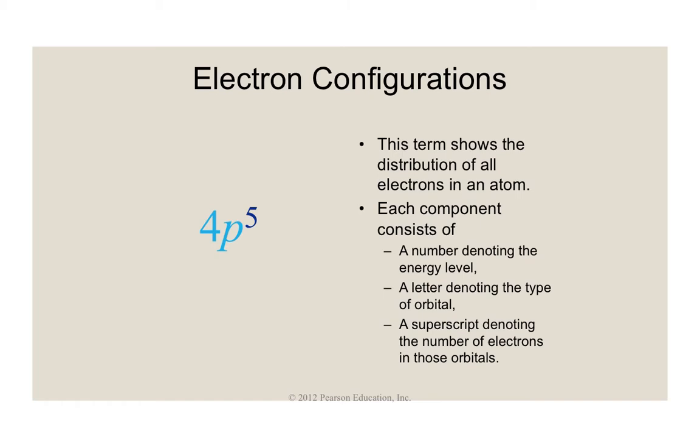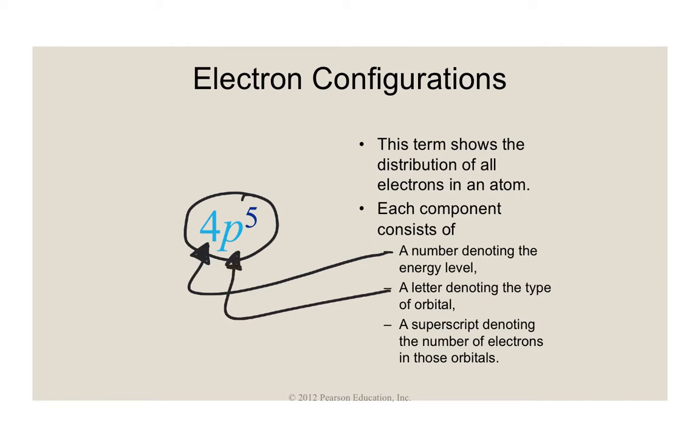As a result, you can give an energy address to any electron that is part of an atom. When we do that, we use a format called electron configurations. An electron configuration consists of all of the following information for each electron that's part of an atom. It gives us a number that tells us the energy level that the electron is in, a letter that tells us the type of orbital or the sublevel, and a superscript number on the top that tells us the number of electrons in those orbitals.